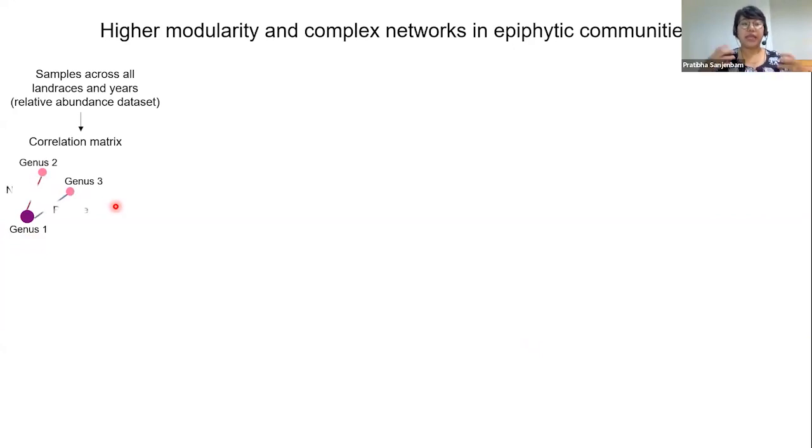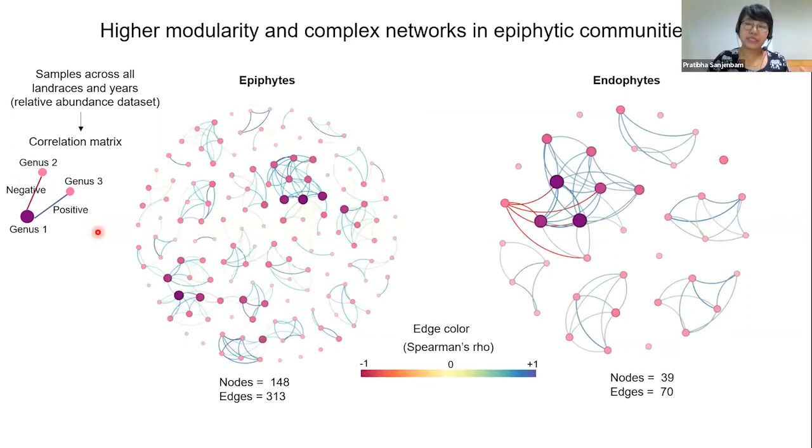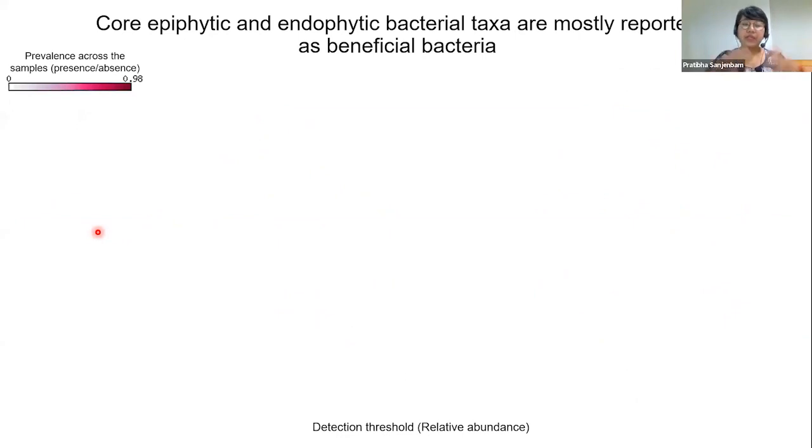And the edges represent what kind of relationship a taxa has with genus 2 or 3, which is indicated here. And the more connections a node has, the degree of the node will be bigger and darker in color, right? And we see that a more complex network exists in the epiphytic community than in the endophyte communities, right? And given this variation, I then wanted to identify the core members which are relatively selected by the plant for their beneficial effect on plant fitness.